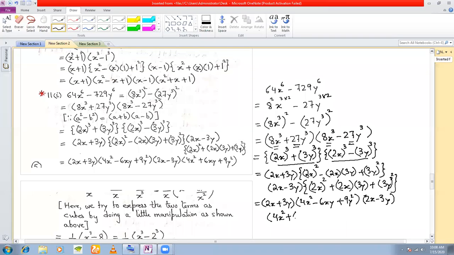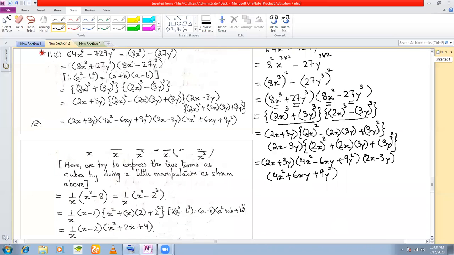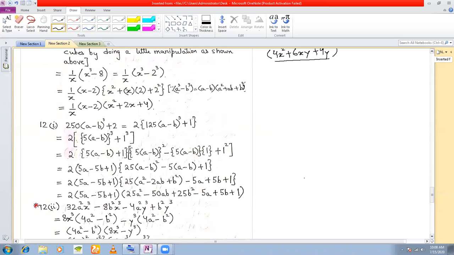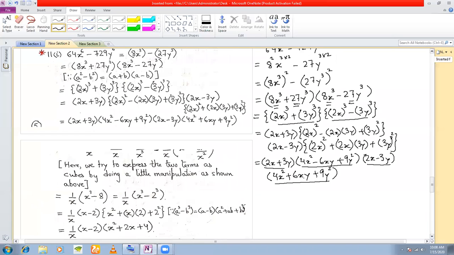4x square plus 6xy plus 9y square. Fine. This has been split into how many factors? 2x plus 3y, 4x square minus 6xy plus 9y square, 2x minus 3y, and 4x square plus 6xy plus 9y square. This has been split into 4 factors. Okay. Any questions?